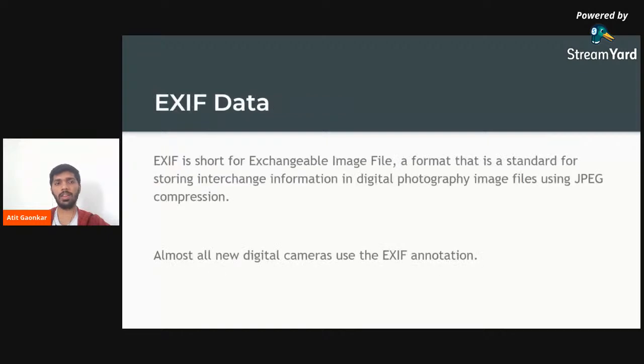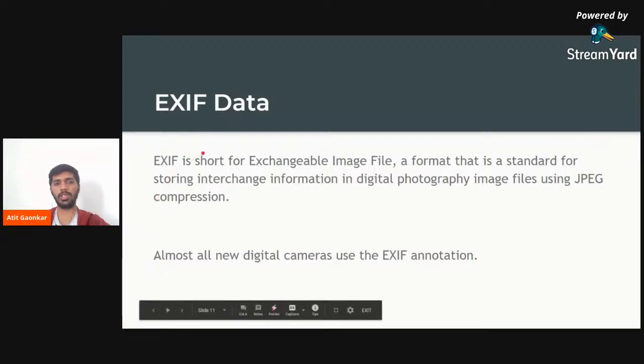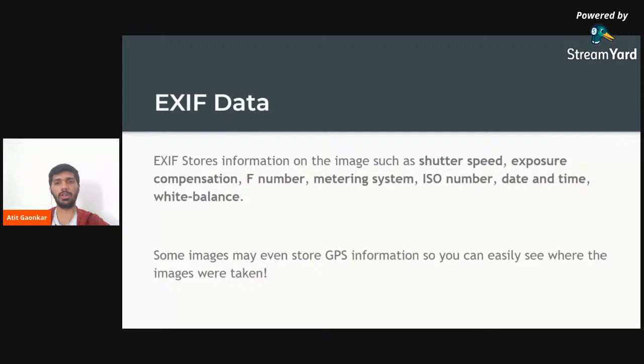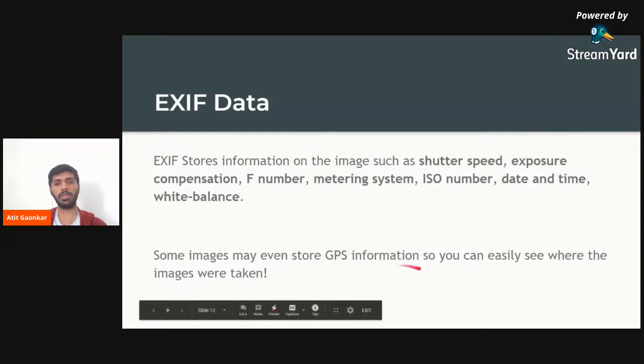So an image file might have metadata called EXIF data. EXIF in short is Exchangeable Image File. Okay. So almost every digital camera that you use uses EXIF annotations. So EXIF can store your shutter speed, your exposure, your focal number, your metering system, date and time, and sometimes it can even store the GPS information of where the image was taken.